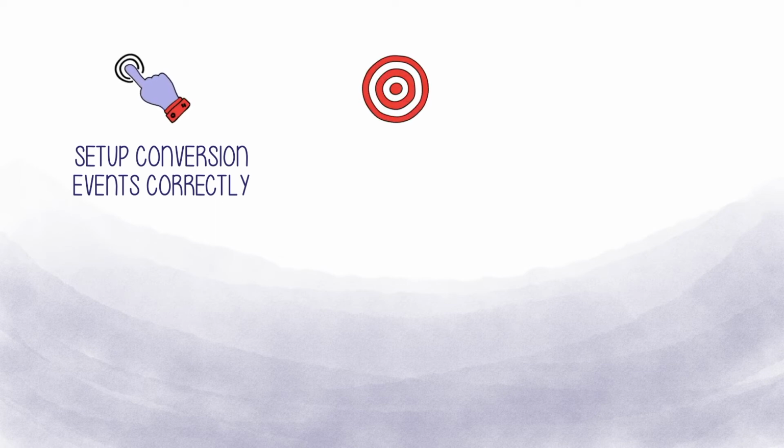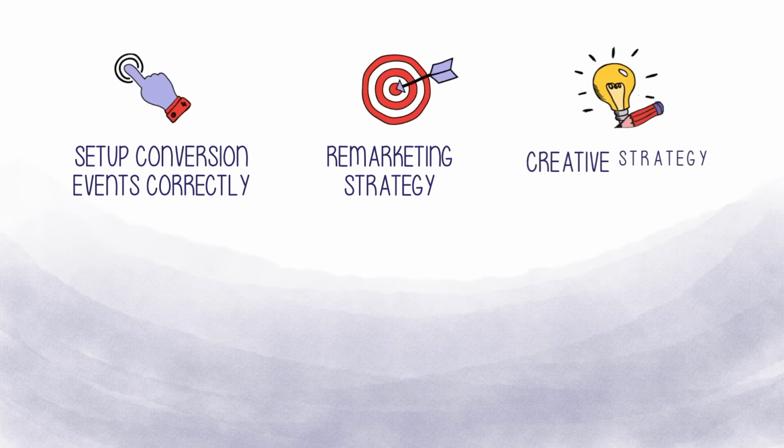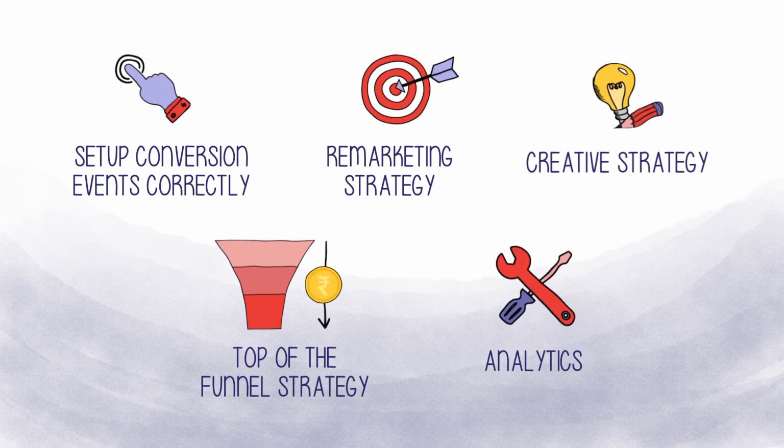The second is to look at remarketing so that you're maximizing the ROI from all your campaigns. The third is to look at your creative strategy, understand what copy would work better for your customers. The fourth is running top of the funnel campaigns so that you can widen your audiences. And the fifth is to look at analytics and data on a daily level to optimize your campaigns.